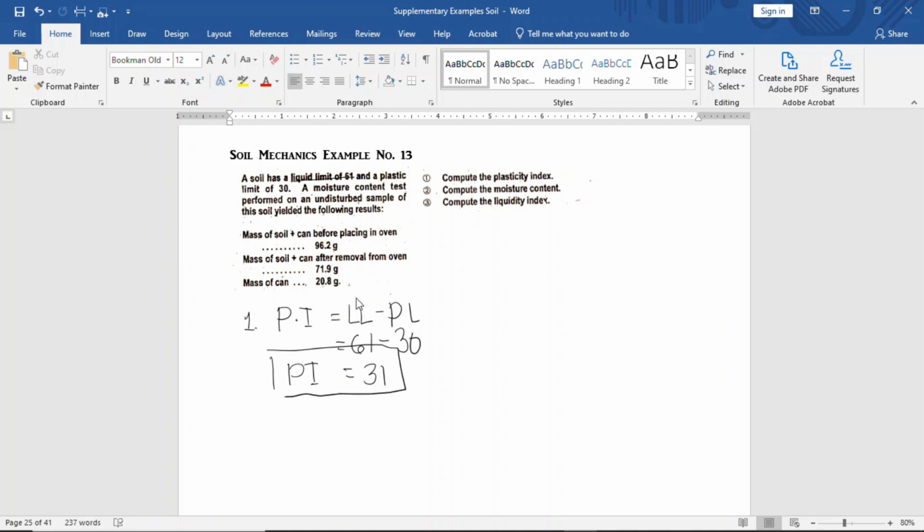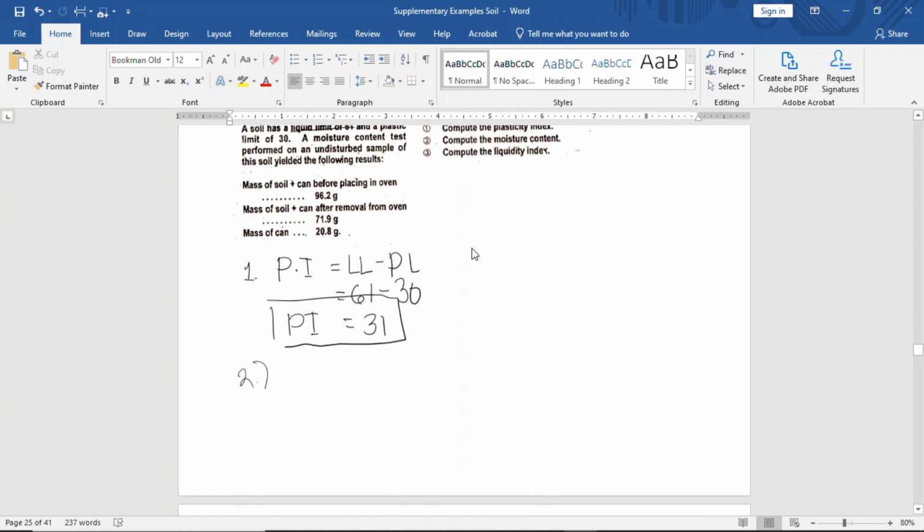So, proceed tayo sa number 2. So, number 2 natin is moisture content. So, may pinapahanap sa atin yung moisture content. So, paano natin hahanapin yung moisture content? So, may given tayo dito na mass of soil plus can. Dito tayo titingin kung paano natin hahanapin yung moisture content. So, ano bang formula natin para sa moisture content? Diba? May moisture content tayo na mass of wet soil minus mass of dry soil all over mass of dry soil.